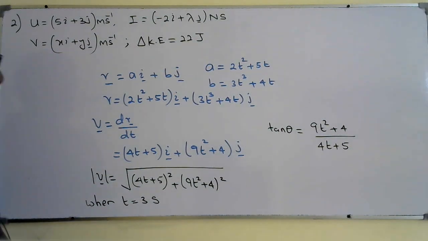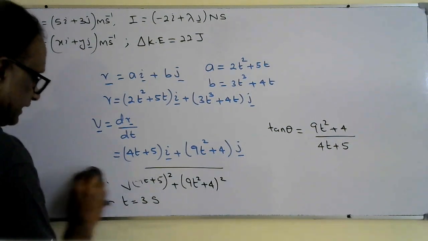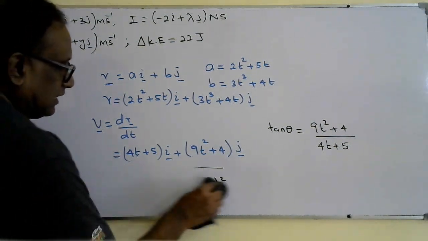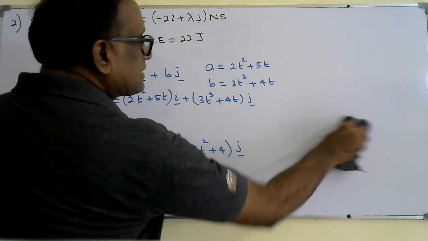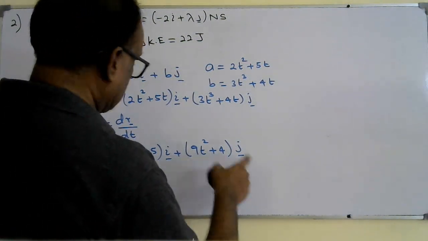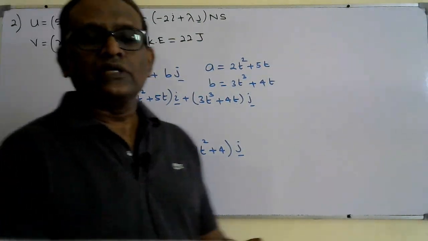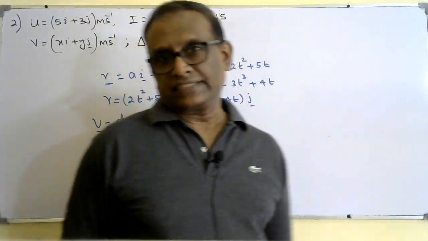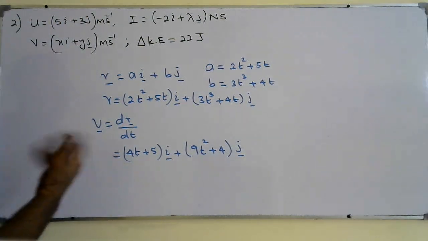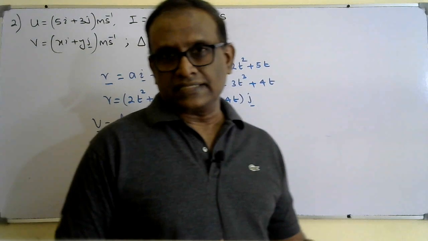Okay, if you want to find the acceleration vector, then what should we do? We should differentiate again the velocity vector. So velocity vector is given like this. Velocity vector is (4t plus 5) i plus (9t squared plus 4) j. So differentiate this again with respect to time, you will get the acceleration vector. When you differentiate the velocity vector, you will get the acceleration vector.